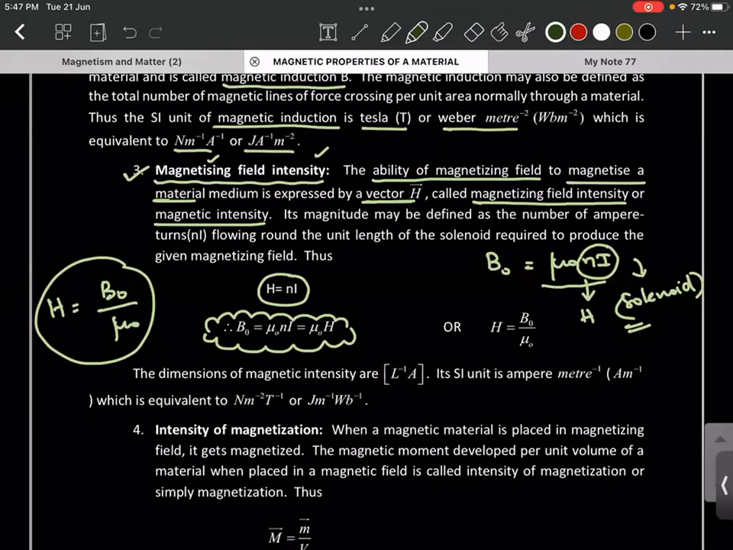Okay. So what is going to be the SI unit of it? SI unit of it will be ampere per meter, which is also equivalent to Newton per meter square per Tesla, or joule per meter per WB, where WB stands for Weber. Okay. So is that clear?